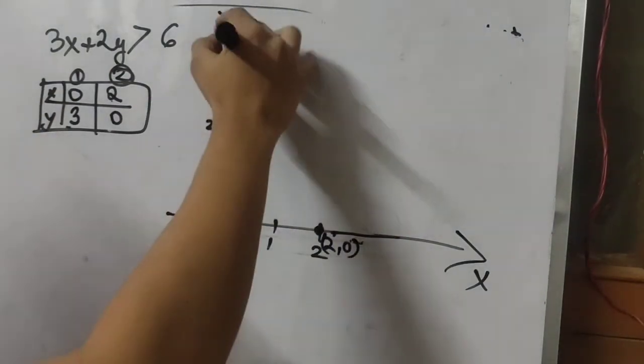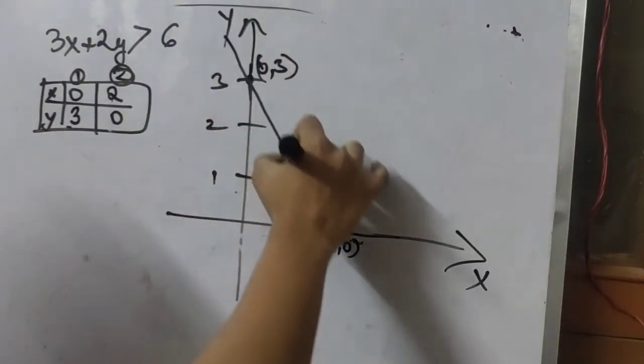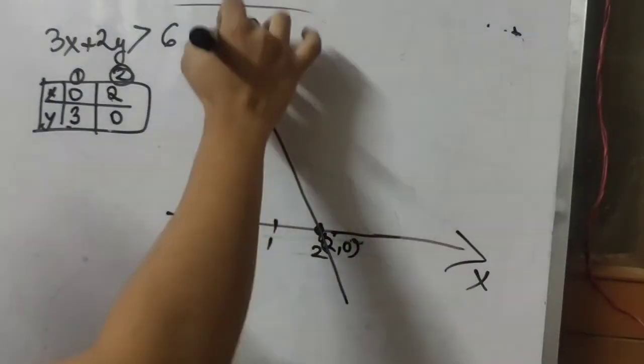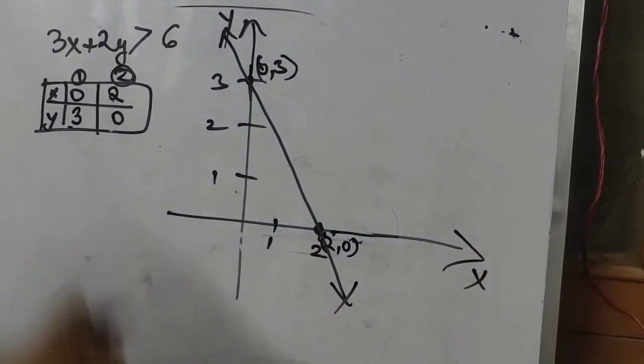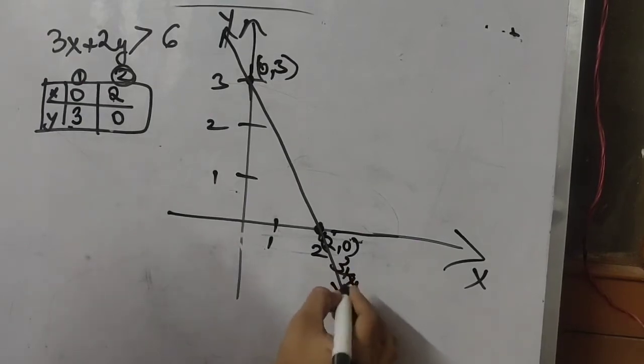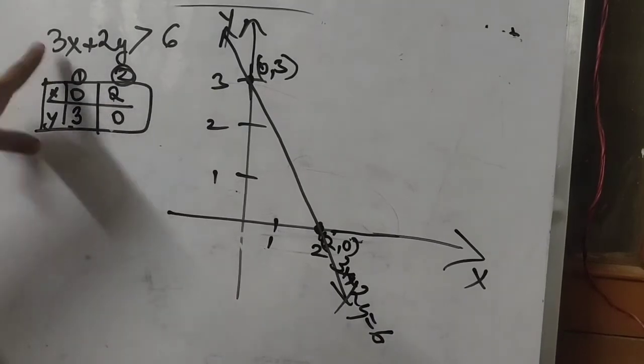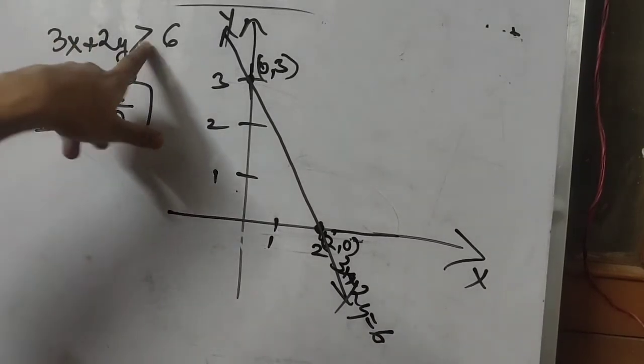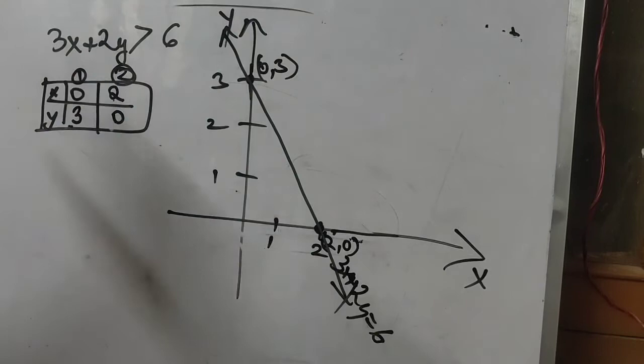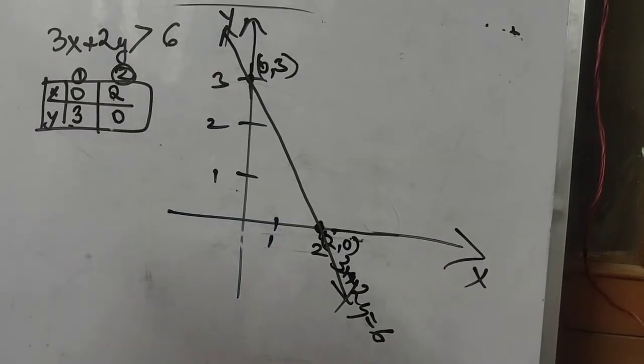So now I have nothing to do but join these two points, and this will be my equation, that is 3x plus 2y equal to 6. But see here, you have a value greater than 6. So just be careful here. We need to shade the region. Your line will not be included.